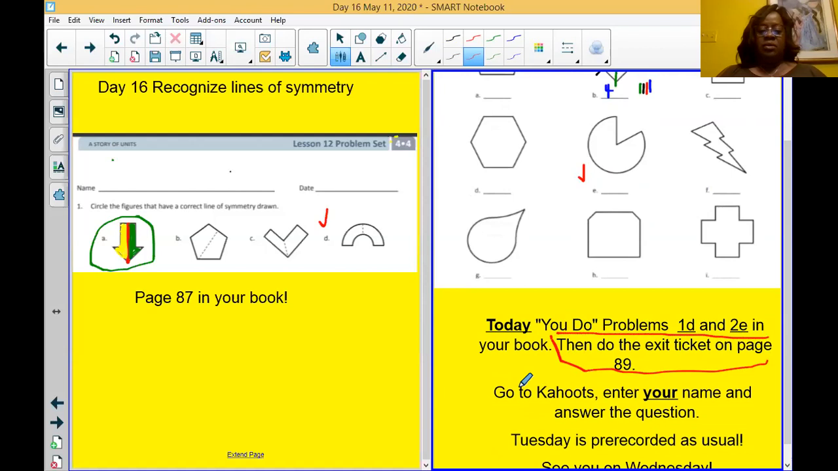And then you're going to go to your Kahoots. And you're going to enter only your name, just your name. And you're going to go in there one time. And you're going to answer the question in Kahoot. Okay? So remember, today you're going to do 1D, 2E, and the exit ticket.